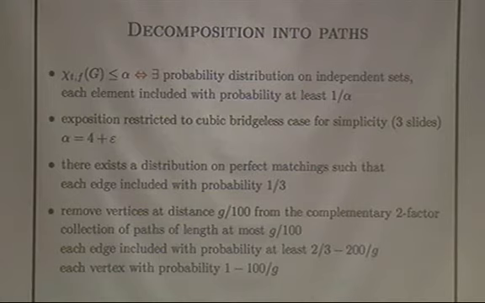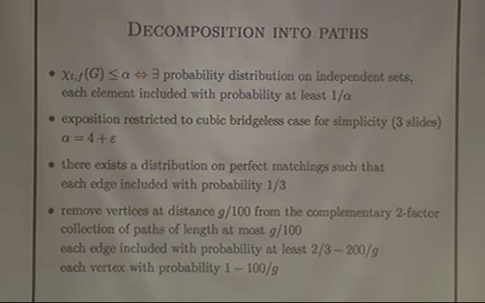So for an edge to be included, first of all, it shouldn't be in the perfect matching. So it's 1 minus 1/3, it's 2/3. And then it shouldn't be an edge incident with one of the vertices I removed. So an edge is included in this collection with a probability slightly less than 2/3. And a vertex is included, or is covered by one of these paths, with probability almost 1. It just shouldn't be one of these removed vertices, but the portion of these vertices substantially decreases as the girth grows. So the vertex is included with probability 1 minus 100 over g.